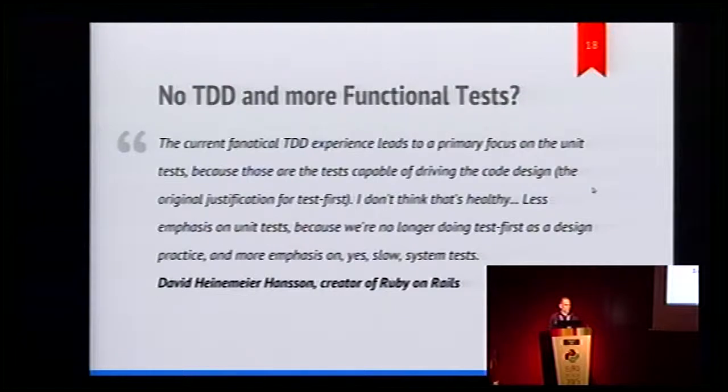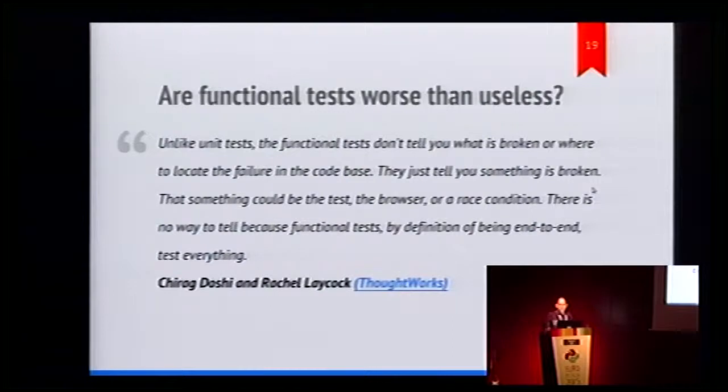We write more unit tests than integration tests, more integration tests than functional tests, and more functional tests than manual tests. But is that the good approach? Not for all. For instance, this is the opinion of the creator of Ruby on Rails. The current fanatic TDD experience leads to a primary focus on the unit test, because those are the tests capable of driving the code design, the original justification for test first. I don't think that's healthy. Less emphasis on unit tests, because we are no longer doing test first as a design practice, and more emphasis on, yes, slow system tests.